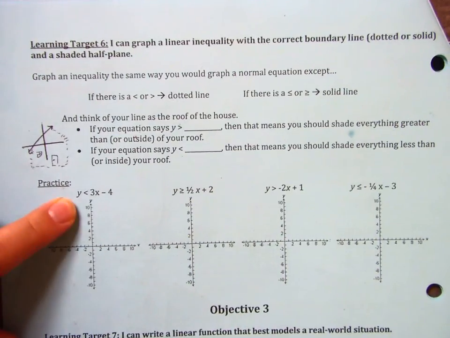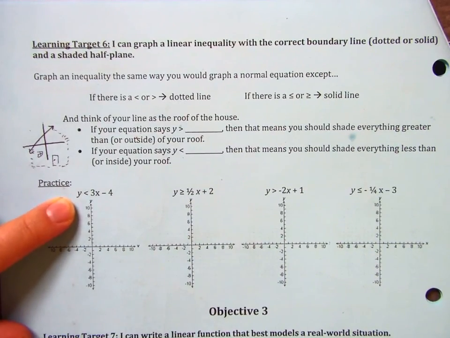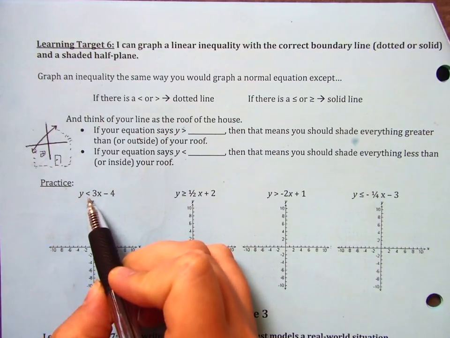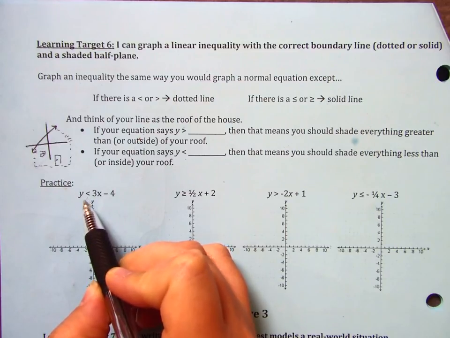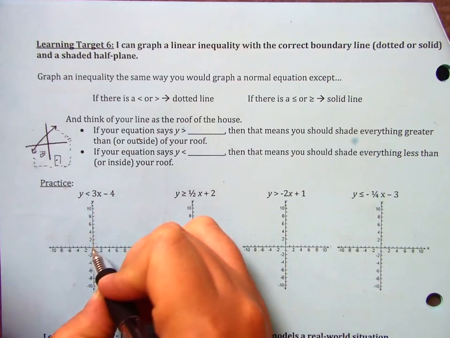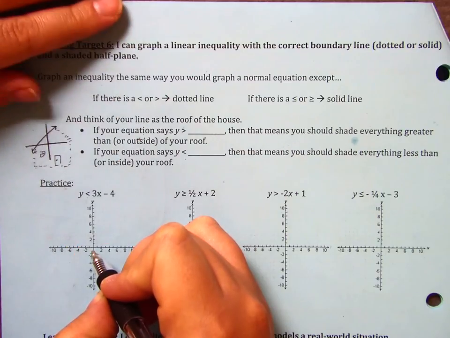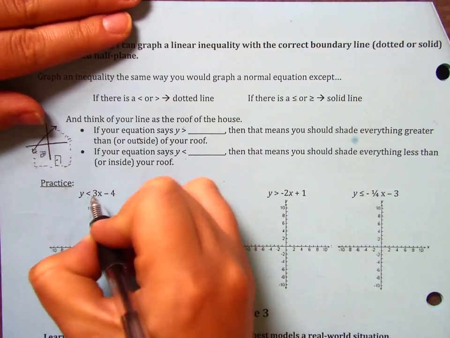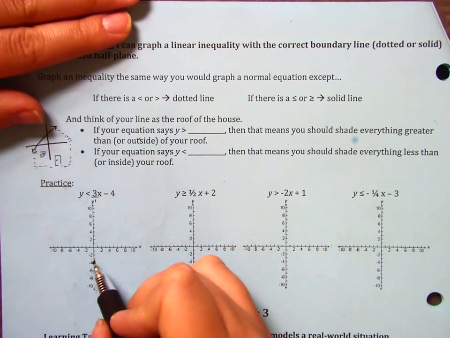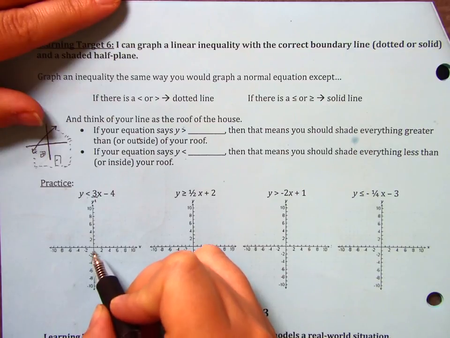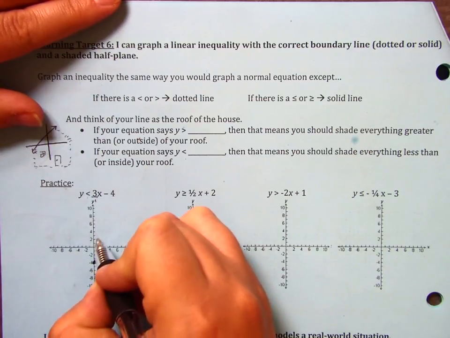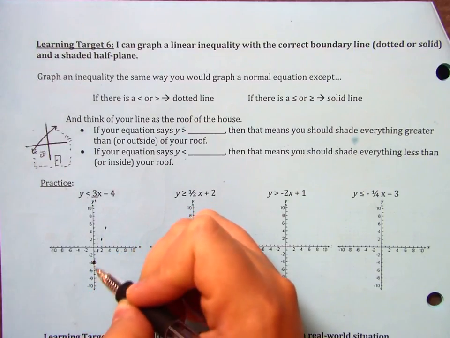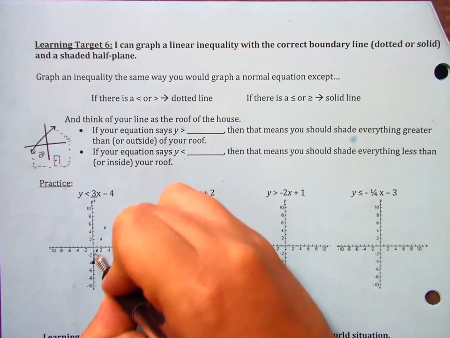So let's practice. The first thing we do is we just graph this like normal, except when we graph it, we're going to graph it with a dotted line because there's no line underneath there. So when I graph this, I'm going to start at my y-intercept because this is in slope-intercept form. I'm going to start at -4. My slope is 3 over 1. So from this point, I'll go up 3 over 1, up 3 over 1, up 3 over 1, and so on. Now remember, I'm going to make my line a dotted line.